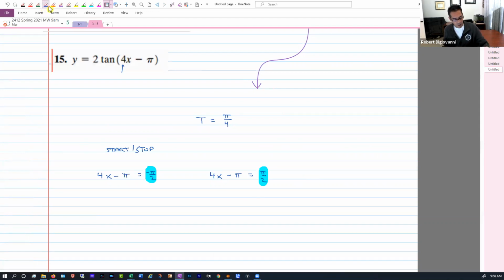And then we solve these equations. So I'm going to solve this. I've got 4x. I'm going to add pi to both sides. So negative pi over 2 plus pi. And when I do that, get a common denominator, I should get just pi over 2. And then I divide by 4, and I get pi over 8.